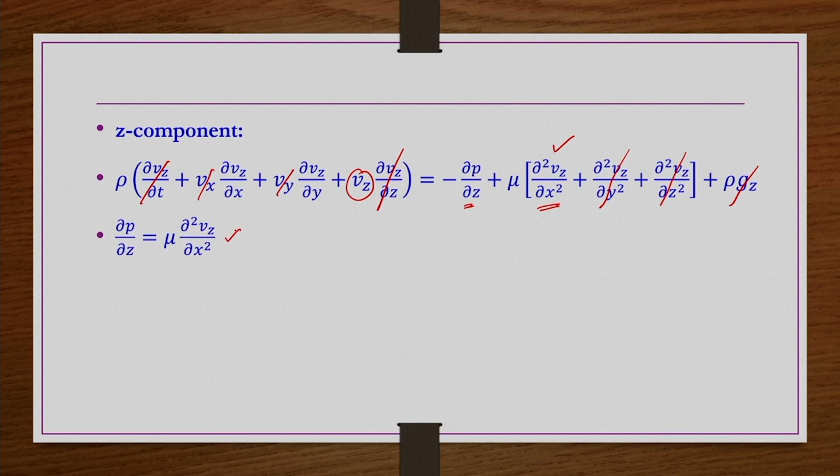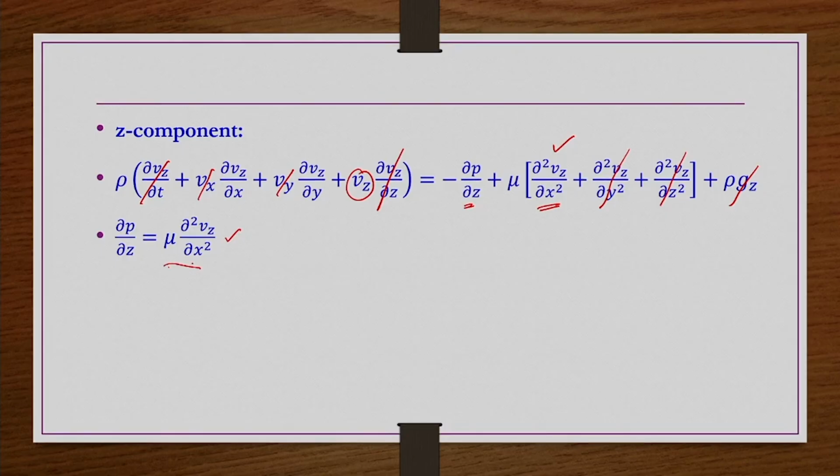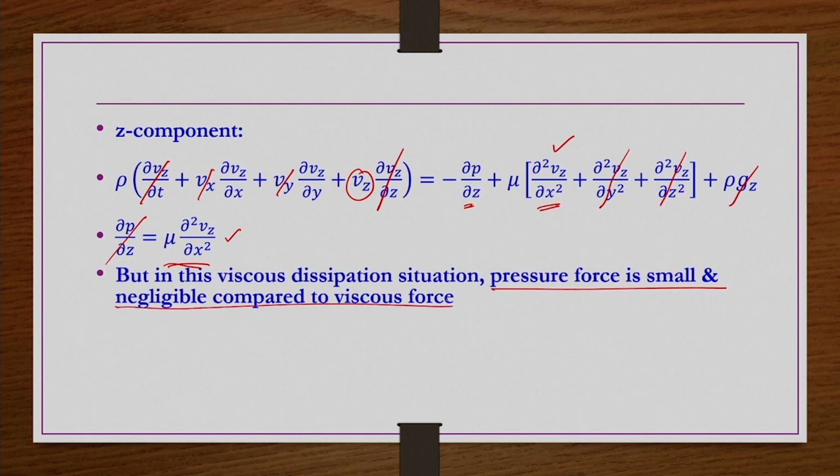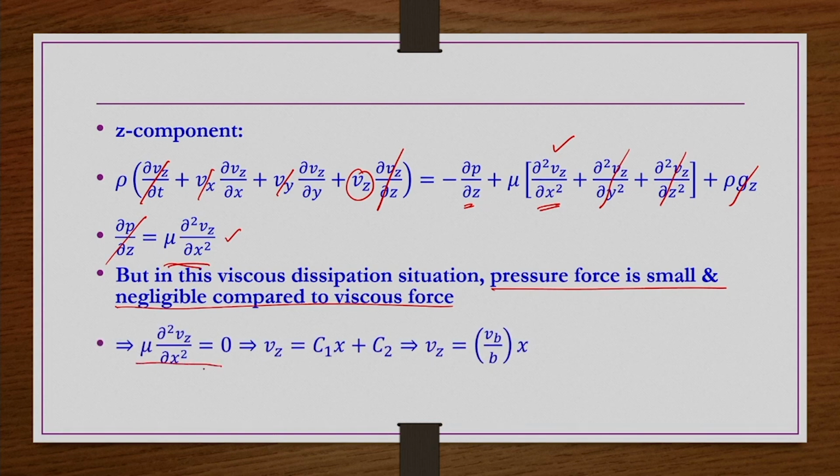square. But in the problem statement it is given that in these viscous dissipation problems, in general the viscous forces are very strong compared to the pressure and other forces. So, in comparison to these viscous forces, the pressure forces are small, so then we can strike out. That is given in the problem statement also: pressure is very small and negligible compared to the viscous forces. That means we have mu dou square Vz by dou x square is equal to 0. That means Vz is equal to C1 x plus C2.